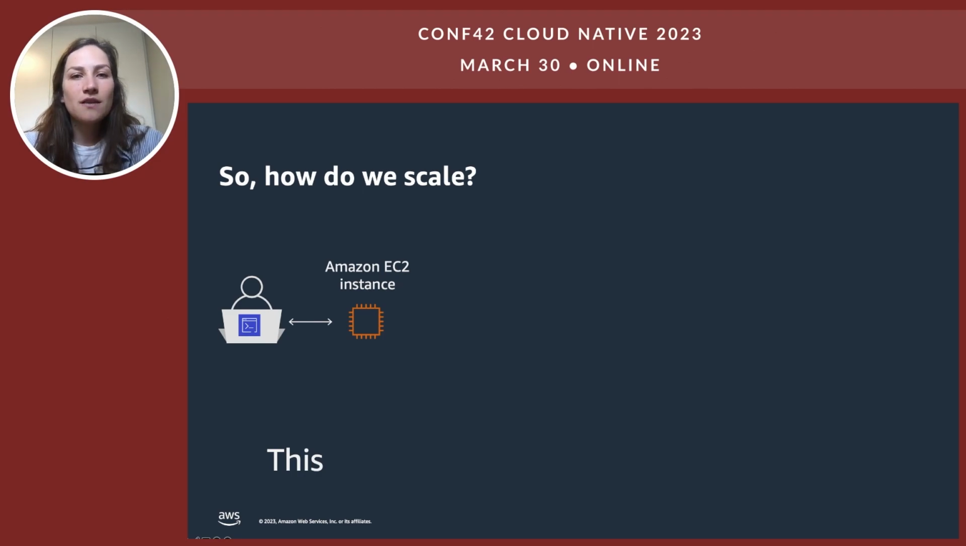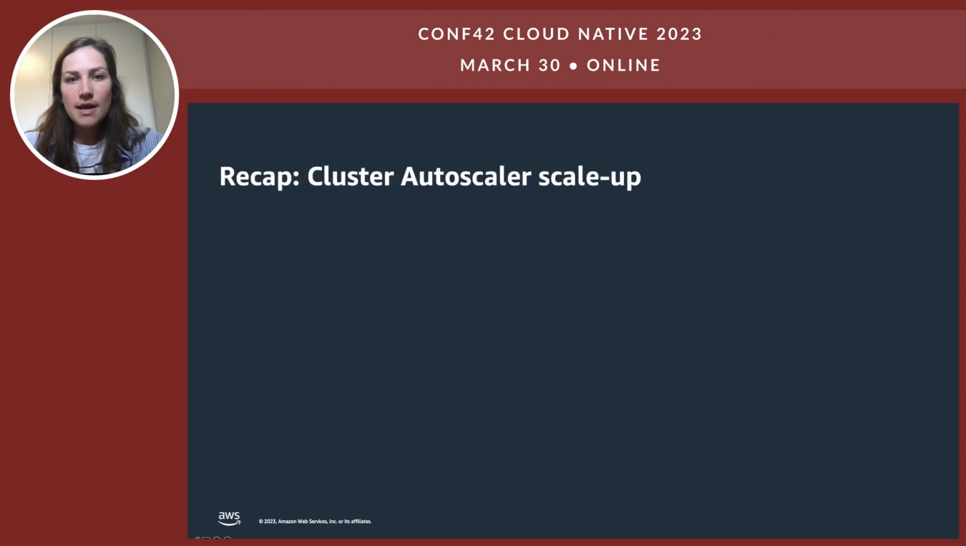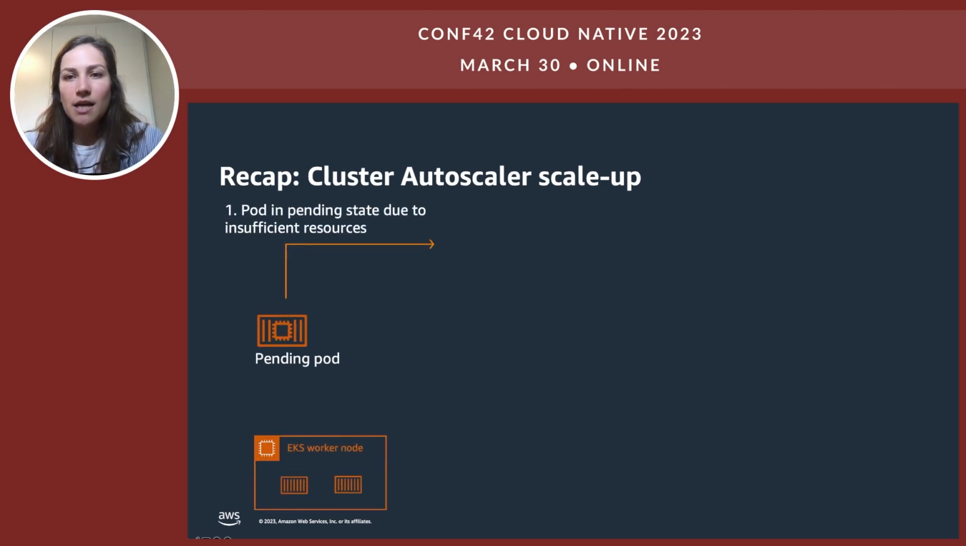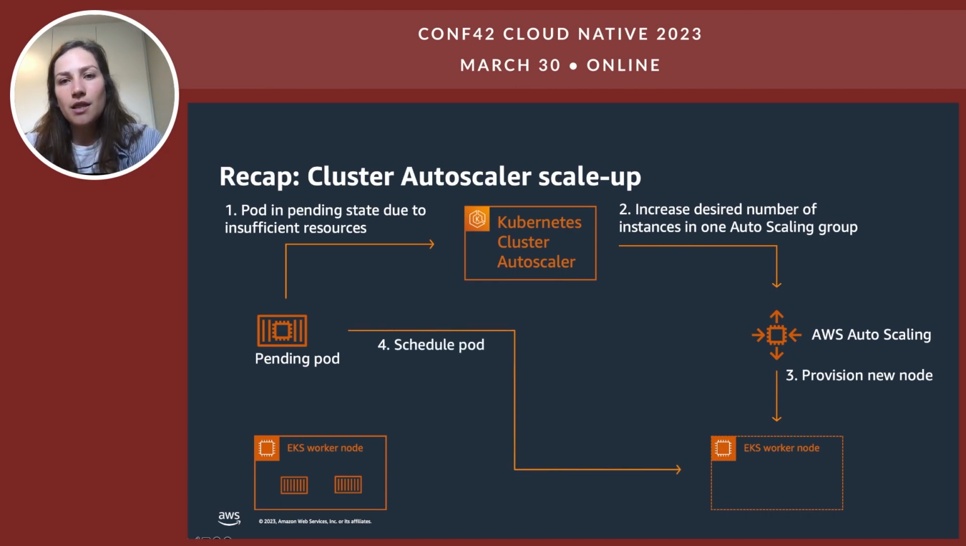The question is, in fact, how do we scale EC2 instances to support our application needs? Now, when working with Kubernetes, a common practice to scale nodes is using the cluster autoscaler. Cluster Autoscaler is a very popular open source solution that is in charge of ensuring that your cluster has enough nodes to schedule your pods without wasting resources.